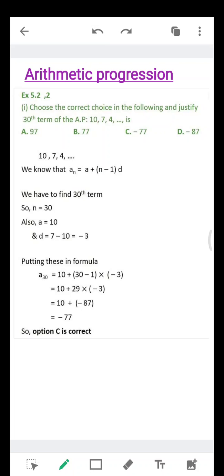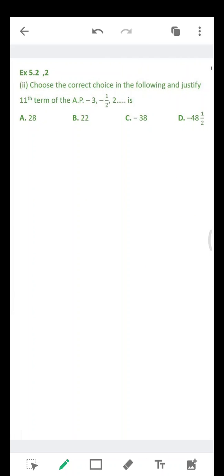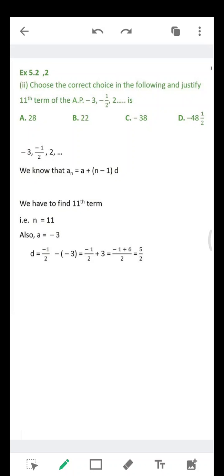Okay, so if you get an MCQ question in the exam, you must solve it and take the correct answer. Let's go to the next question. In this second bit also he is asking you to find 11th term of this series. So we'll follow the same procedure. We'll write the formula first. an is equal to a plus n minus 1 into d, and we'll find the values of a and d.